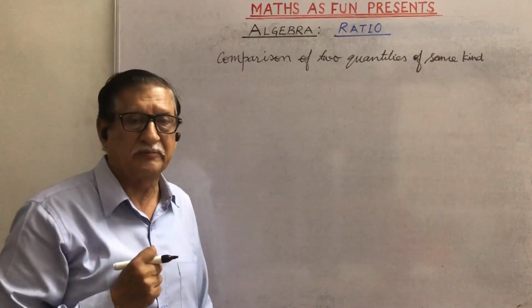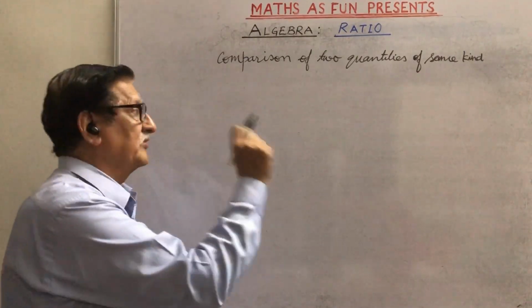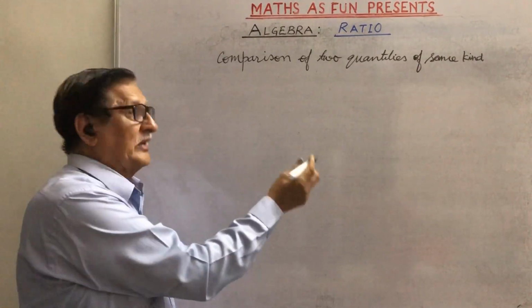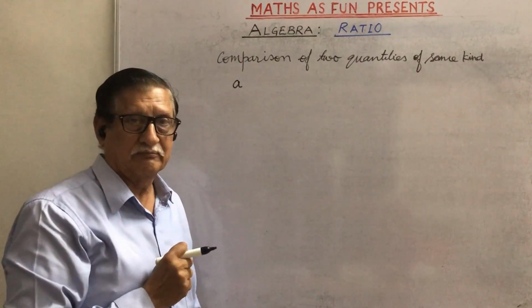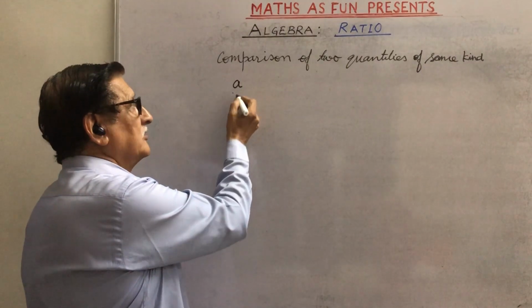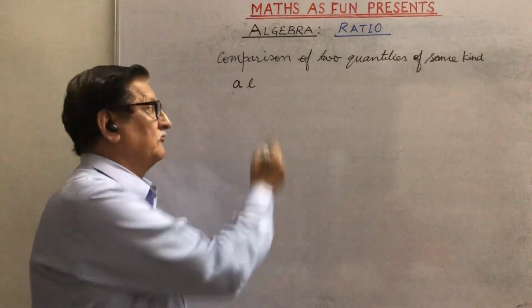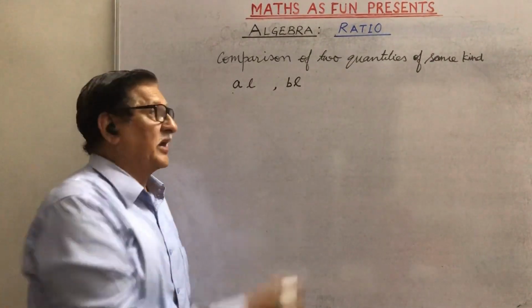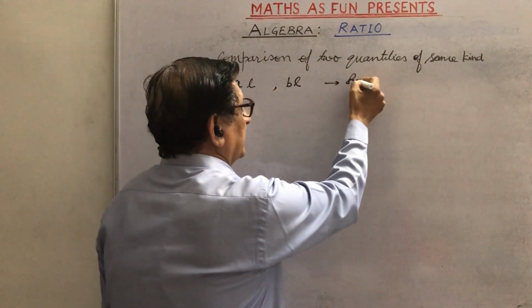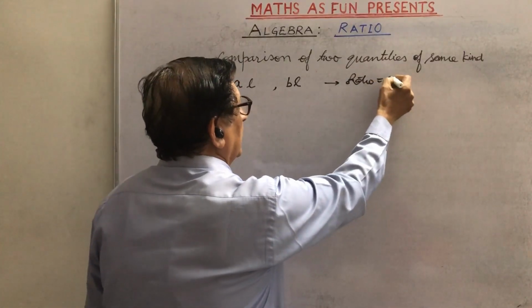What is the meaning of same kind? Suppose we have two quantities and we want to find out their volumes. Suppose the volume of one is A liters and the volume of the other quantity is B liters. Then we can say that the ratio of these will be A is to B.